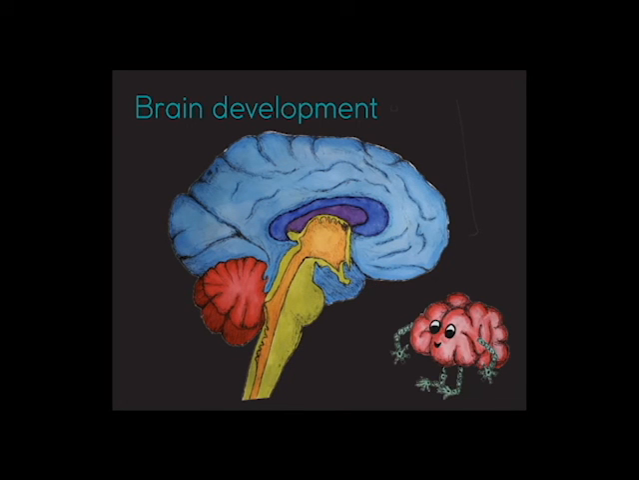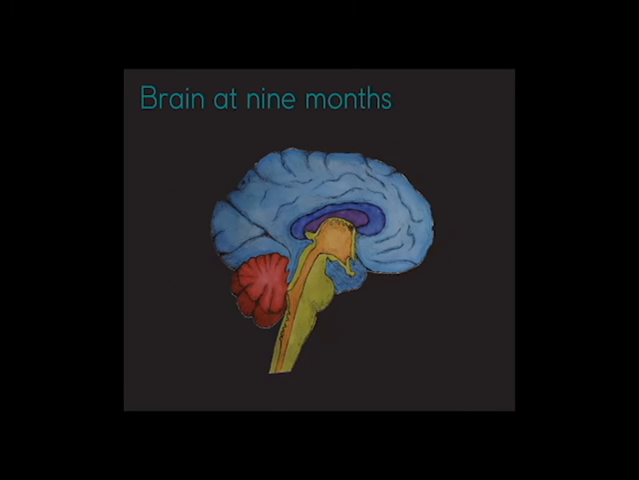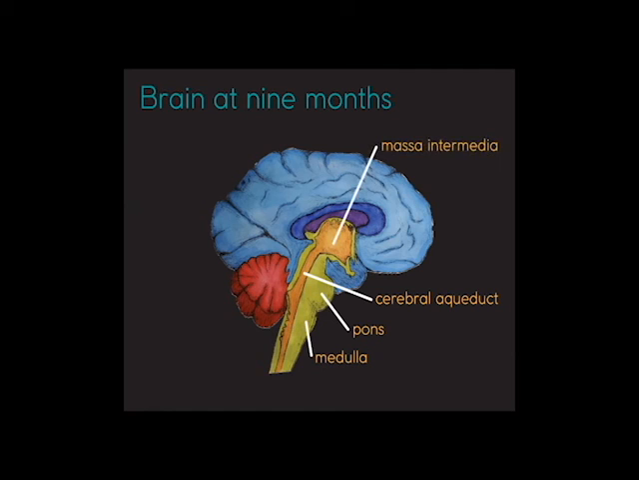Now let's label some parts of the brain. Medulla, pons, cerebral aqueduct, the massa intermedia, corpus callosum, pineal body, and cerebellum. That is some very impressive development and formation from a simple neural tube. It's not so simple after all.